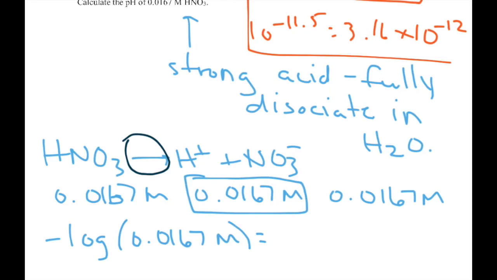And taking the negative log of 0.0167 will yield 1.78, and that will equal the pH.